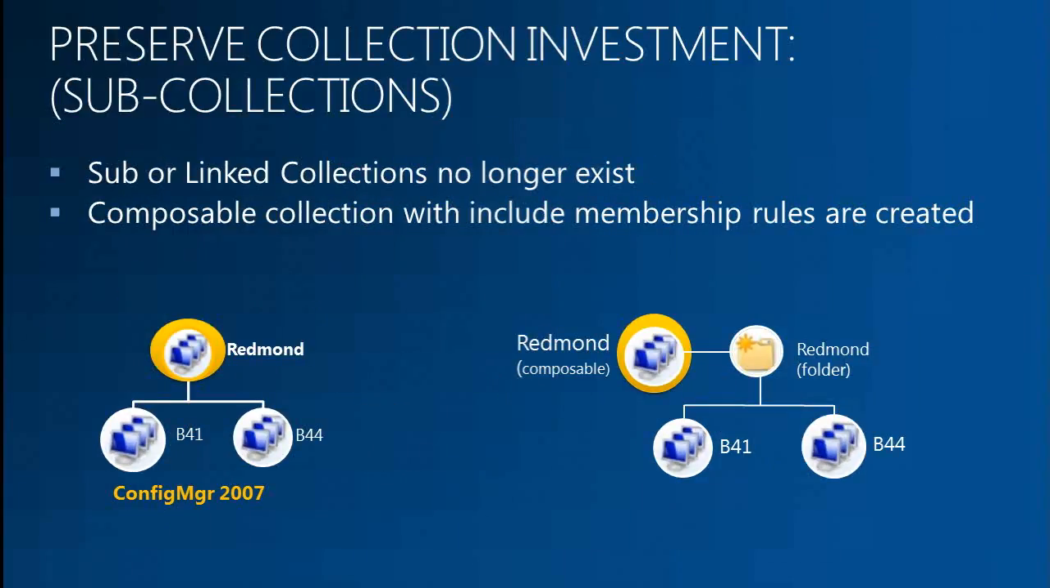But what happens if the empty collection does have a deployment? In that staggered rollout, what does that look like? On the left-hand side, I've got Config Manager 2007. I have a Redmond collection. I have a deployment targeted towards it, and it includes Building 41 and Building 44.